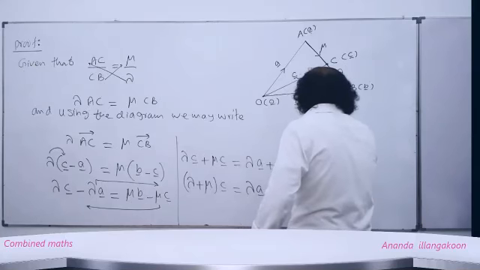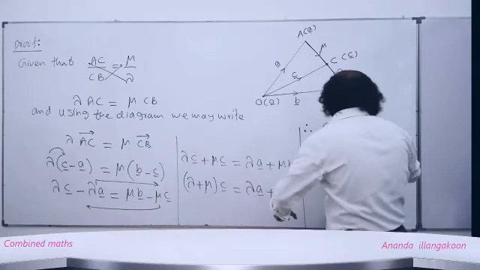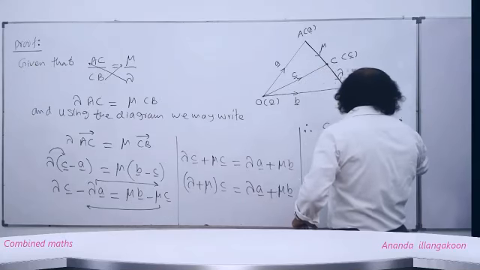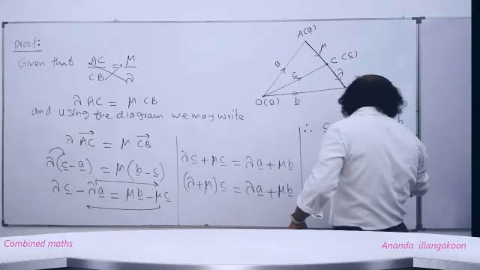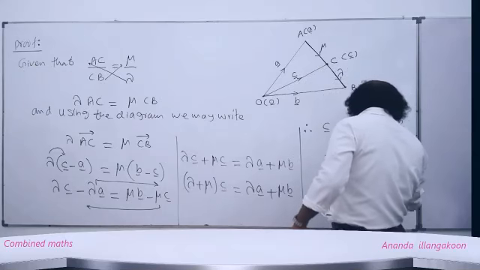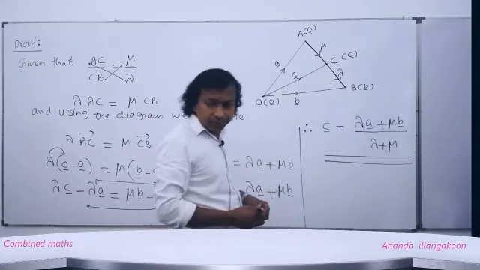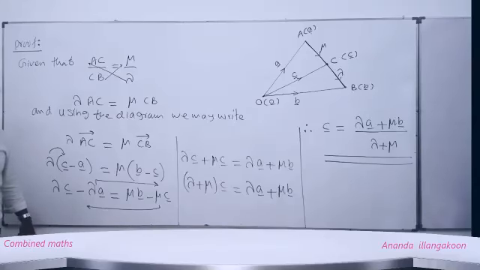Therefore, vector C is equal to this vector divided by lambda plus mu. This is the answer, people. Vector C is equal to lambda A plus mu B divided by lambda plus mu.